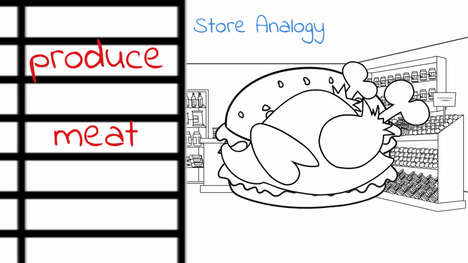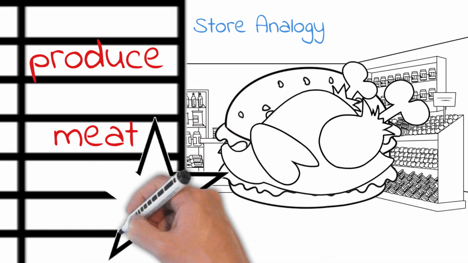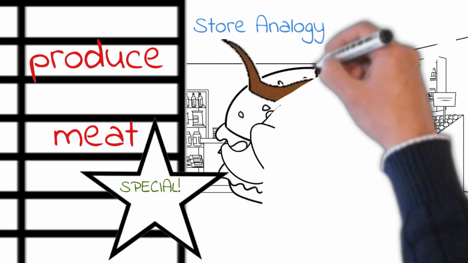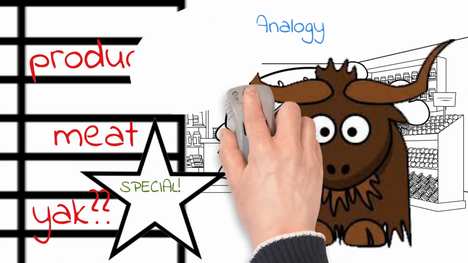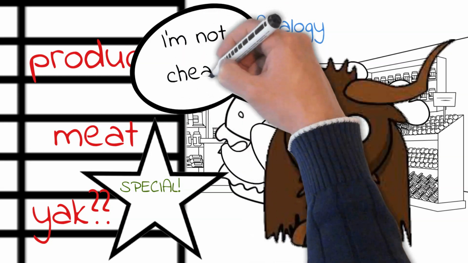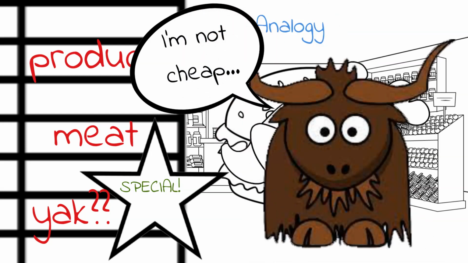If I get to the store and realize that they have the specialty item, there's some yak available, that's not on my list. If I decide to get that yak and I have to get everything else, it's going to cost me more money to finish this grocery store run.